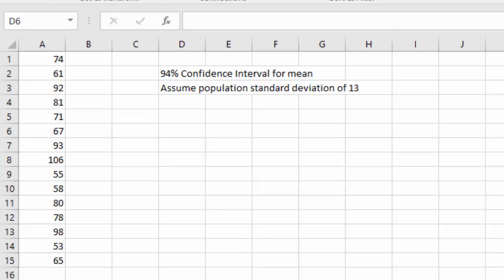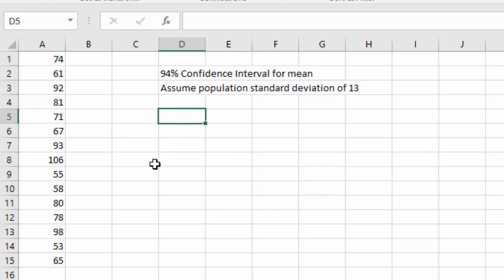In this week's Excel tutorial, we're going to take a look at how we make confidence intervals in Excel when we know the standard deviation and when we don't know the standard deviation. So in this first example, I have 15 scores over in the left column, and we're going to find a 94% confidence interval for the mean, assuming we know the standard deviation of the entire population is 13.